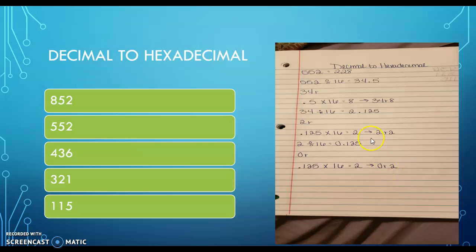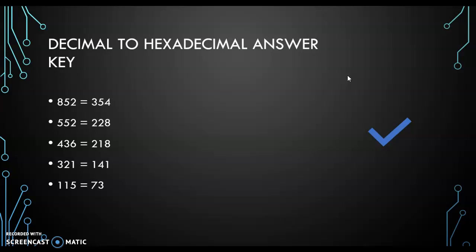The way that I got my answer up here for 228 is that the remainders are the answer, and you always want to read the number from the bottom to the top. As you see, I have remainder 2, remainder 2, remainder 8, which gives me 228. I finished the rest of the problems. So 852 equals 354, 552 equals 228, 436 equals 218, 321 equals 141, and 115 equals 73.